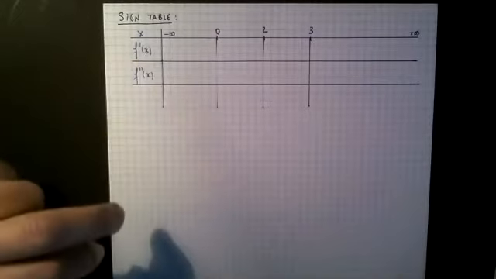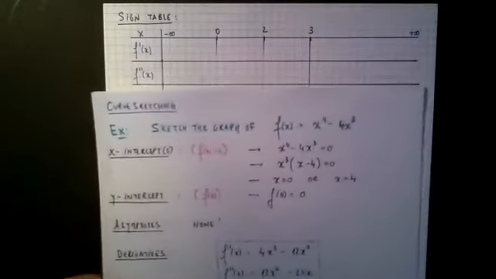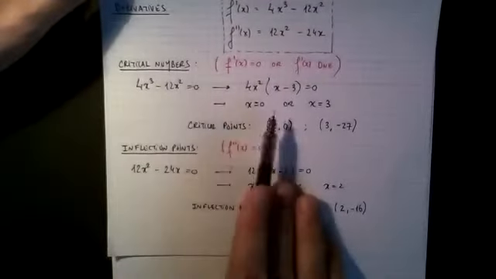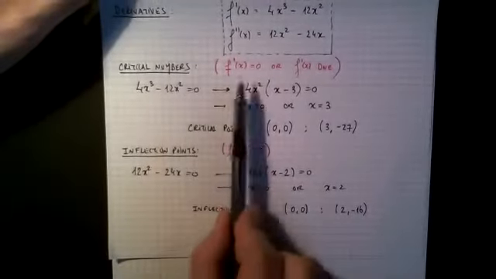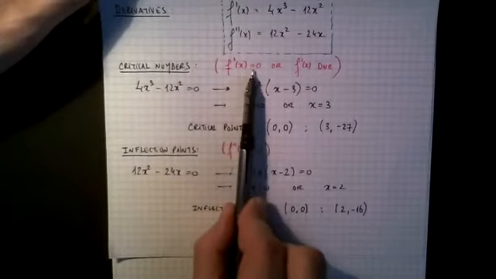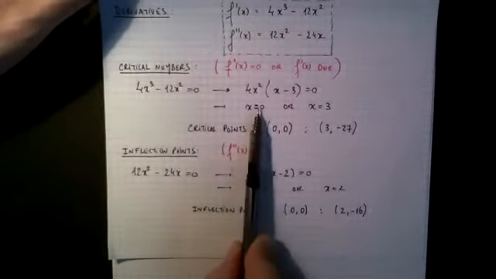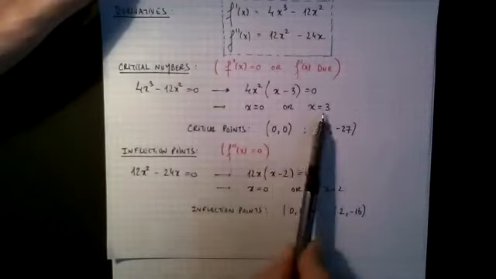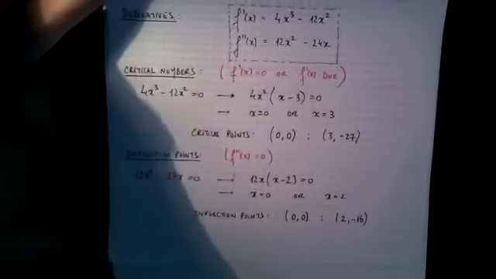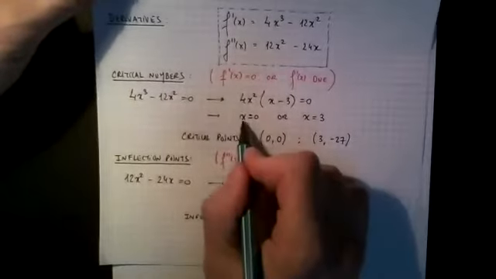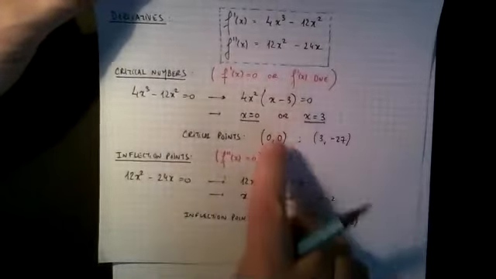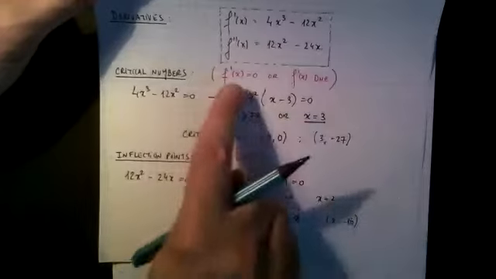F prime. So I'm going to go back here. I don't know if you could see, two seconds. I'm going to show you this. So F prime, if you remember, F prime of X is equal to 0 when X is 0 or X is 3. So these are important values. X is 0 and X is 3 is when my F prime is 0.